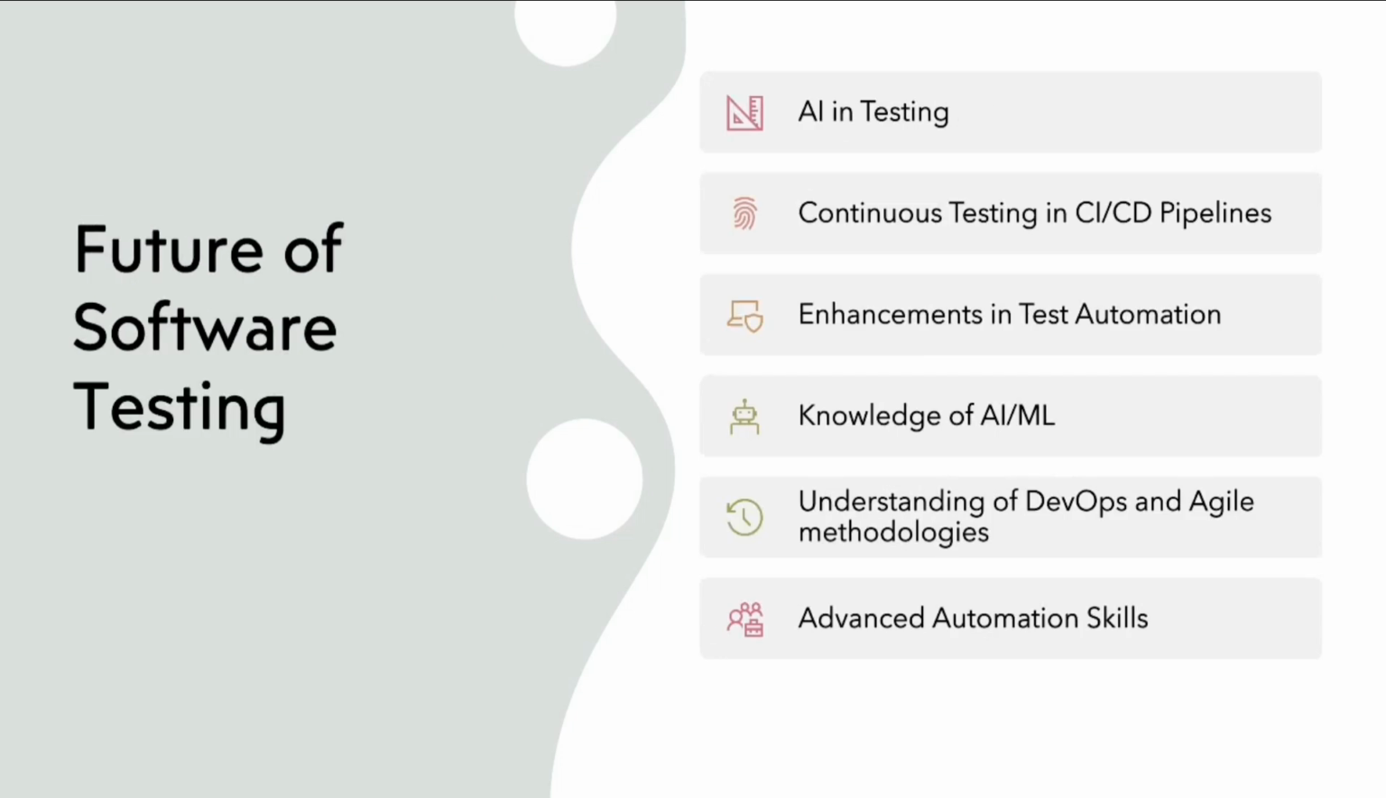Now, what is the future of software testing? First thing is AI is already coming into testing, so we can write many test cases through AI tools. I'll show you that in a further video. Another thing is that we have to learn the CI/CD pipeline. Basically, most companies are using Jenkins. Another thing is that we have to enhance our test automation.